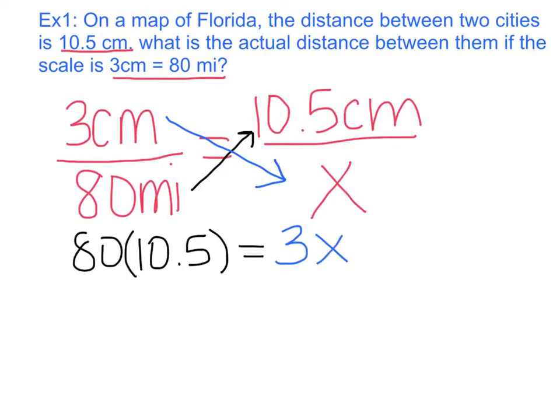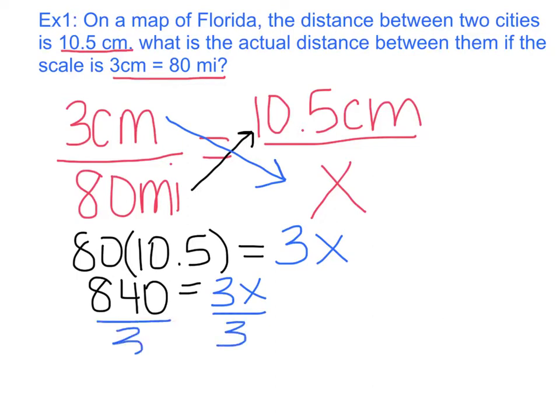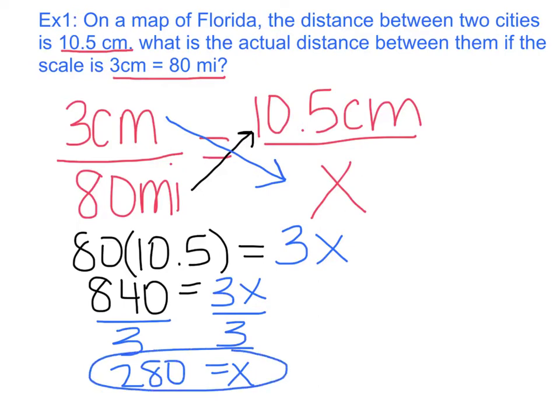This is now just a simple multi-step equation. We are going to multiply 80 times 10.5, and that is going to give us 840 equals 3x. Now we will divide by 3, and x is going to equal 280 miles. So the distance between the two cities in real life is 280 miles.